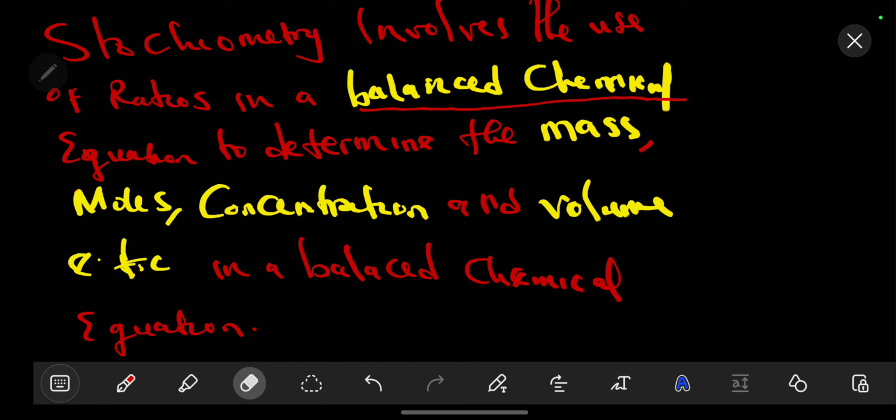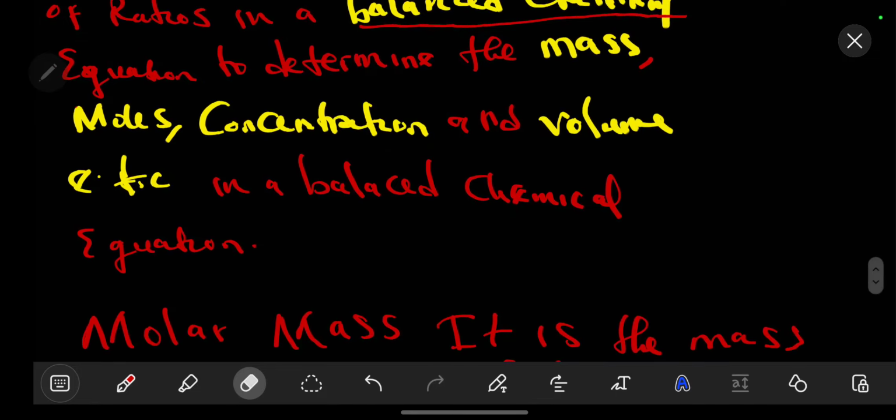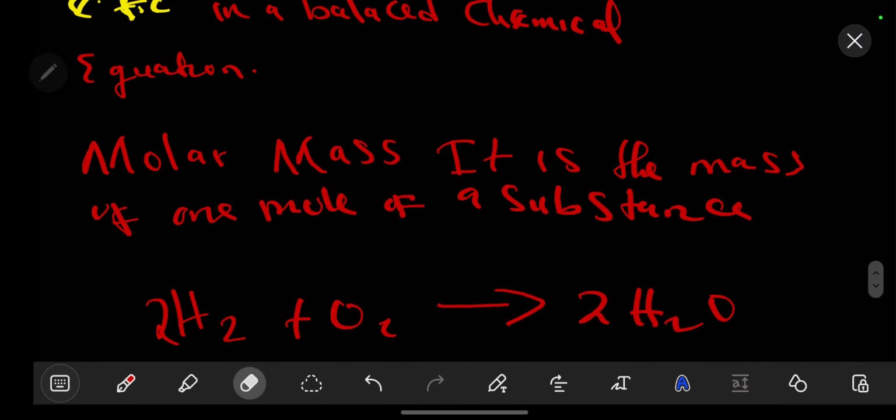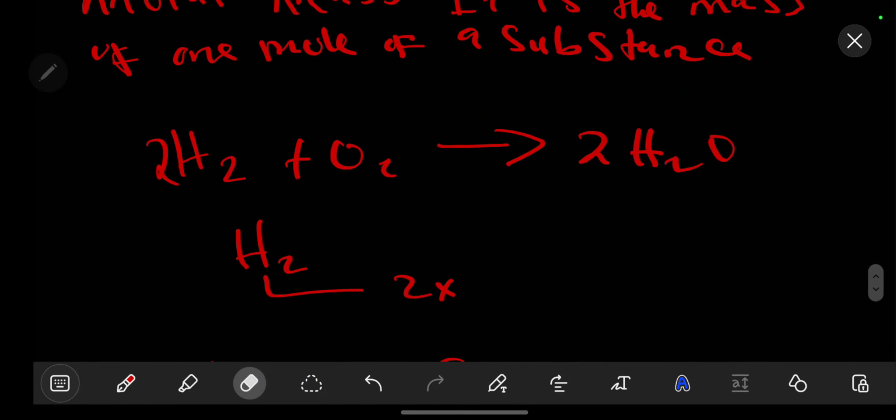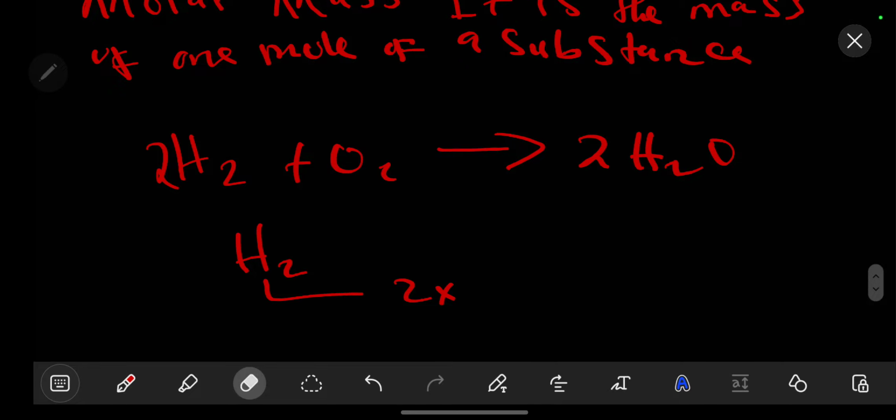The molar mass is just defined as the mass of 1 mole of a substance. So that is our molar mass. Let's take this example. If you have, let's say, hydrogen plus oxygen to produce 2 moles of water, and you are told to calculate the molar mass of hydrogen, it shall be this 2 that is here, times the molar mass of hydrogen, which is 1.01 grams per mole, which will give us a value of 2.02.